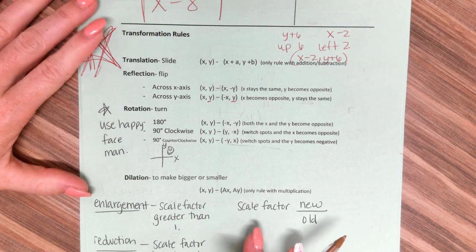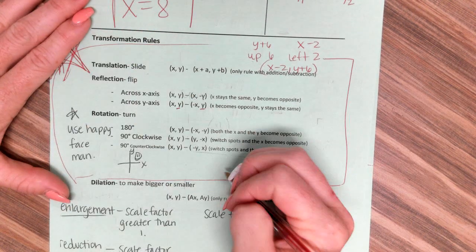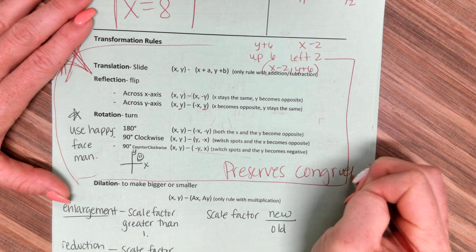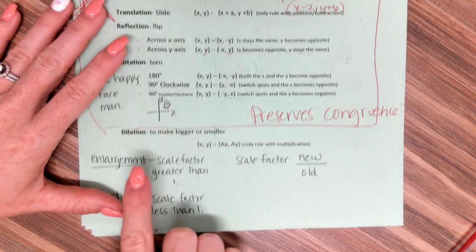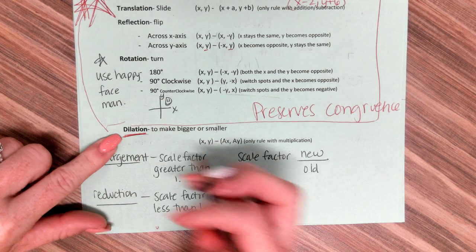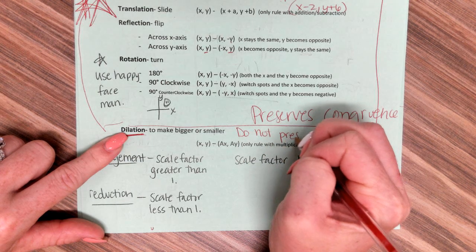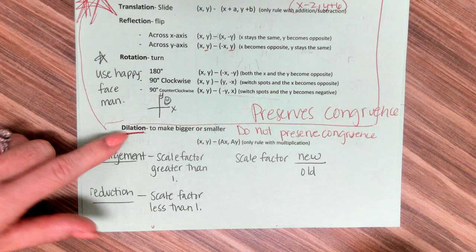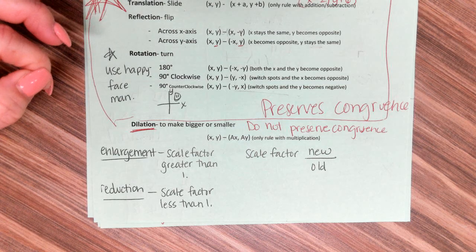These 3 preserve congruence. All of that preserves what? Meaning it keeps it the exact same. Which one does not preserve congruence? Hello? Dilations do not preserve congruence. I promise that's going to be a question on the test. Dilations do not preserve congruence.